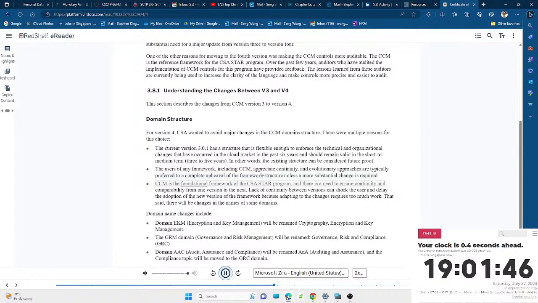CCM is the foundational framework of the CSA STAR program, and there is a need to ensure continuity and comparability from one version to the next. Lack of continuity between versions can shock the user and delay the adoption of the new version of the framework because adapting to the changes requires too much work. That said, there will be changes in the names of some domains.